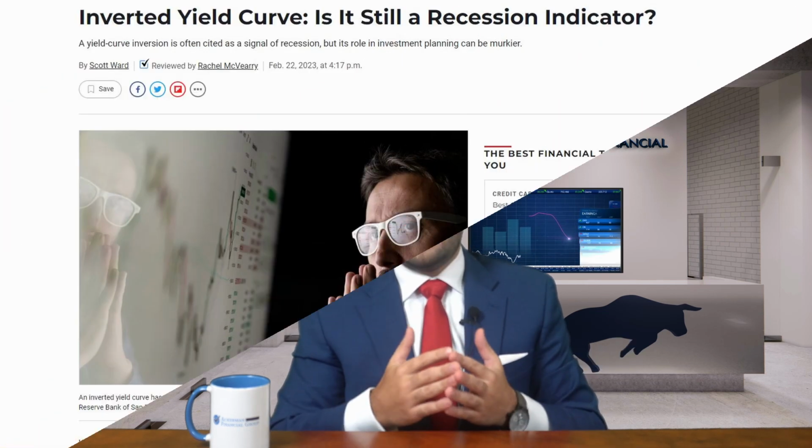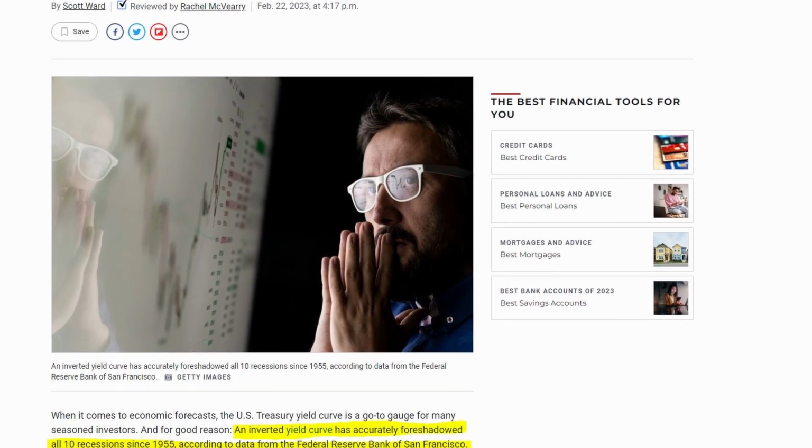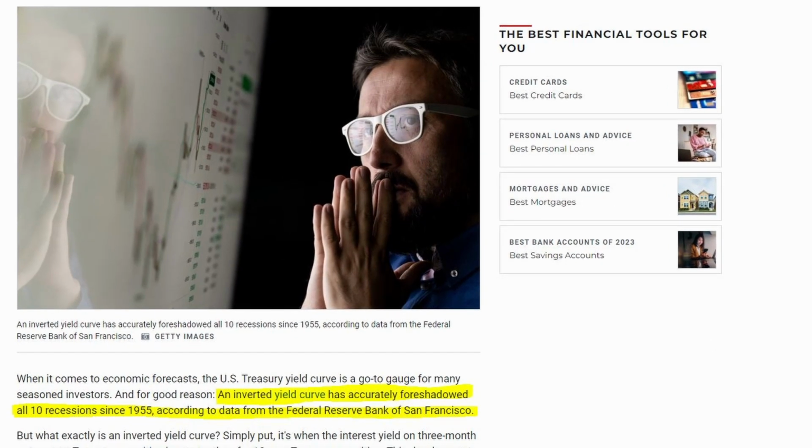All right, quick look at the history and how accurate and how reliable is this. I showed you from 1977, but this thing goes back a lot further. But let's give you some data from at least 1955. An inverted yield curve has accurately foreshadowed all 10 recessions since 1955, according to the data from the Federal Reserve Bank of San Francisco. So it predicted all 10 of them since 1955. There was one false inversion that took place very quickly, end of the 60s, and that was the one false time that we've had since 1955. So as you can see, this inverted yield curve is very accurate. And we need to heed its warning and be cautious about our time frame of our investments.